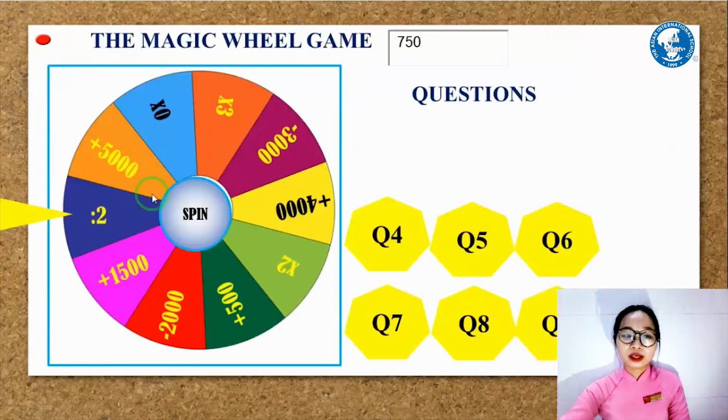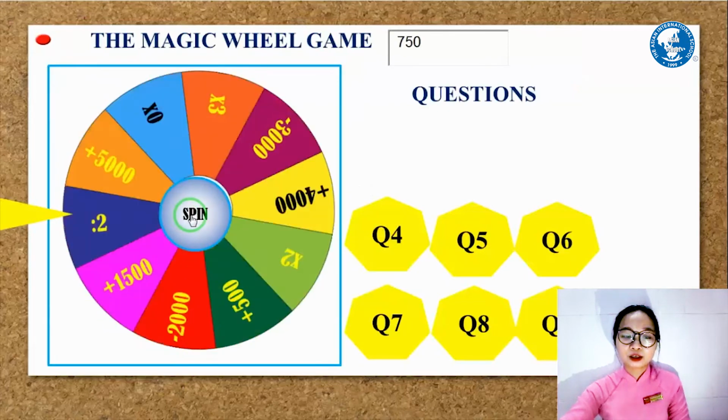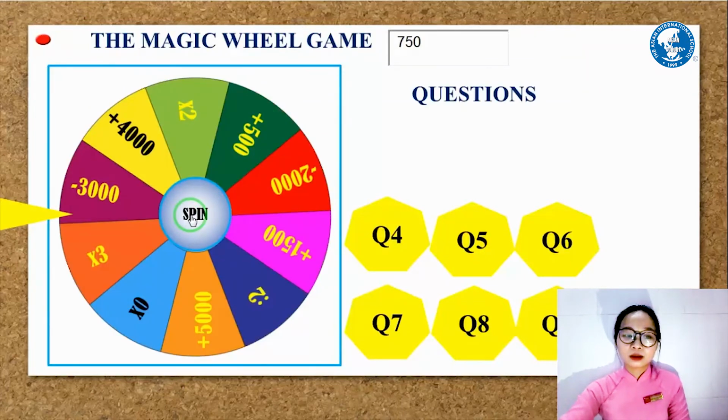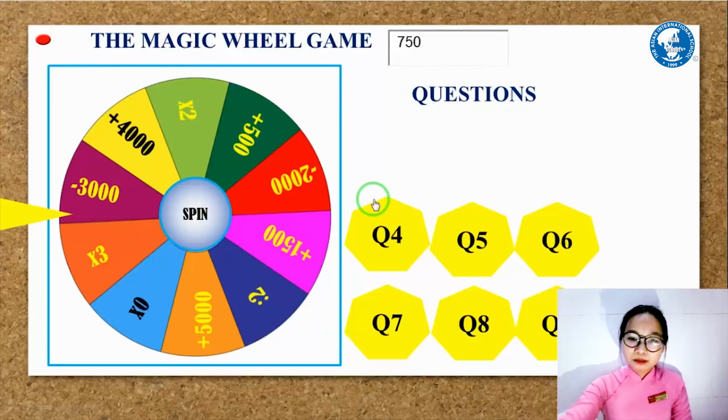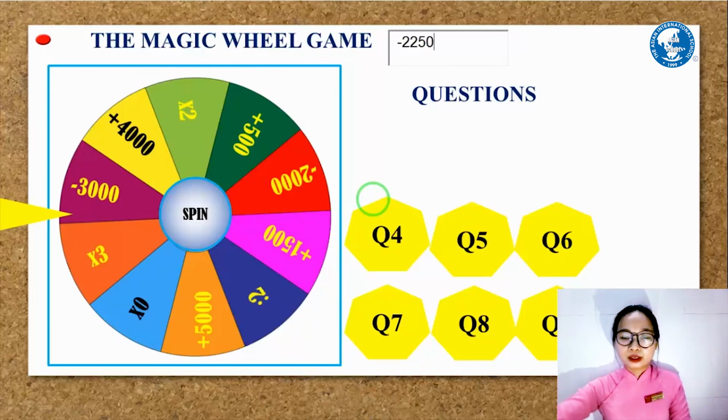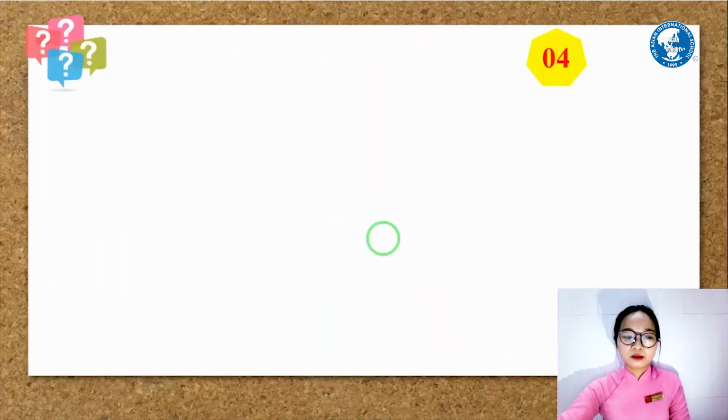Okay, spin the wheel again. How many score? Minus 3,000. Oh my god, bad luck. So how many score can we get? Minus 2,250, right? Now come to the fourth question.